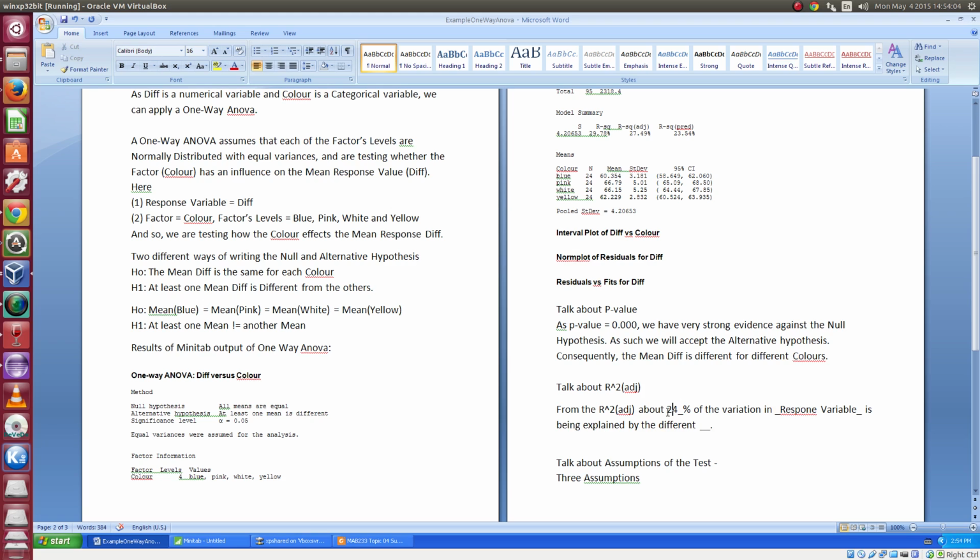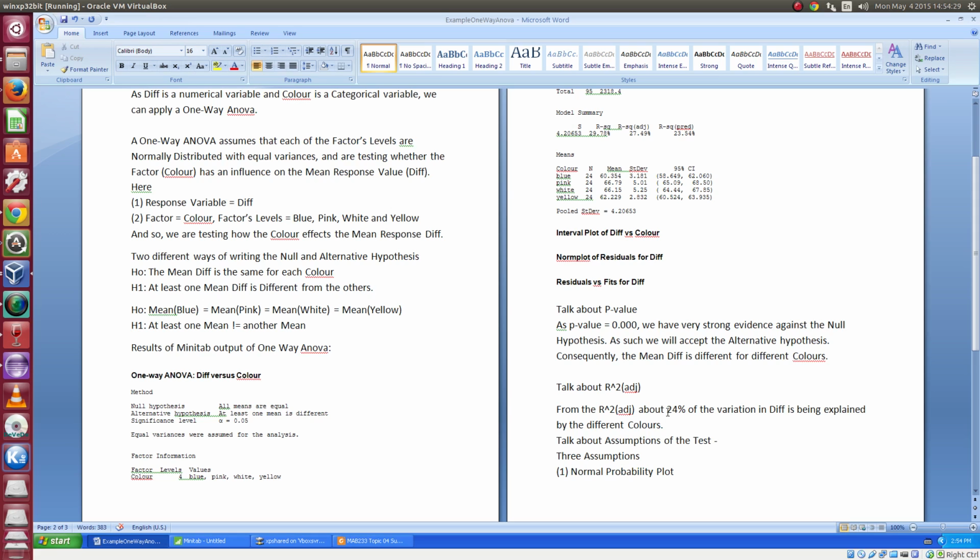About 24% of the variation in the response variable. So in this case, what's our response variable? That is diff. When they're talking about the variation, they're talking about the difference between the observed data, so the data that's been recorded, and the model's data. So the variation in the diff is being explained by the different, in this case, colors.